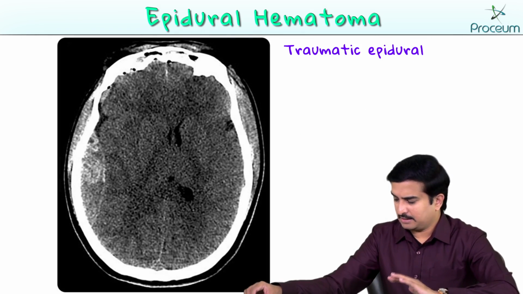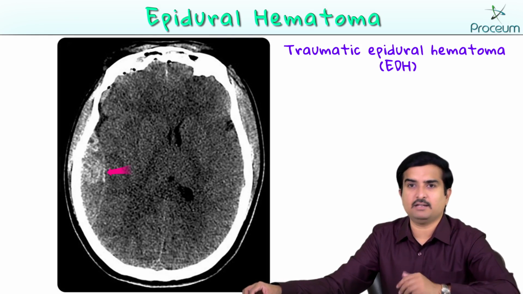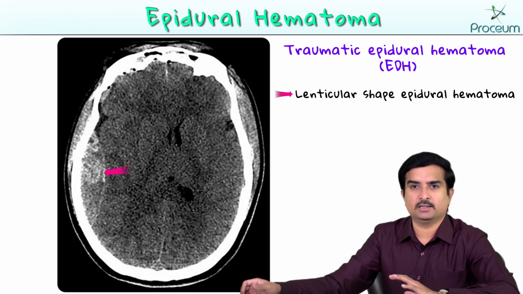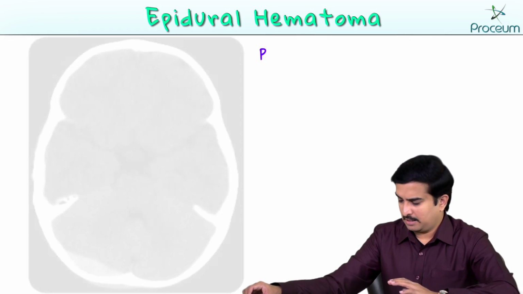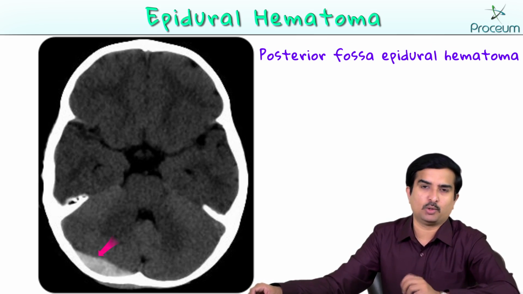Now, this is another image. What we are seeing is a traumatic epidural hematoma in this patient. This is another image. We can clearly see a lenticular shaped epidural hematoma here. And there is another image we could appreciate, which is the posterior fossa epidural hematoma.